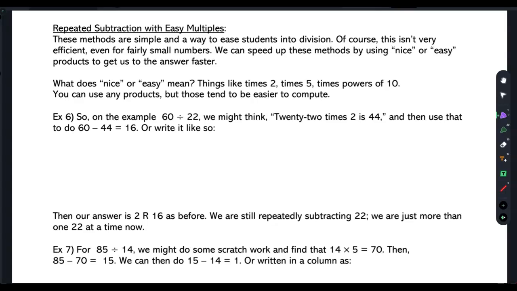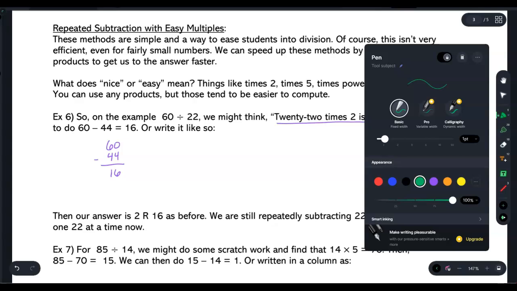In that one, we could say, well, okay, 22 times 2 is 44. And that's not a hard multiple, right? Usually multiplying things by 2 is pretty easy. So rather than saying, if I'm doing 60 divided by 22, I need to start with 60 and then subtract 22, see what I get, subtract 22 again, see what I get, we could just say, well, I know it's going to go in there twice, because I know 22 times 2 is 44. So let me go ahead and subtract 44. It's just a little faster, right? And then I get 16 left over.